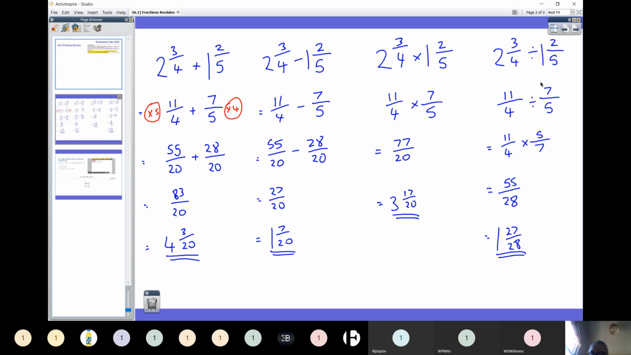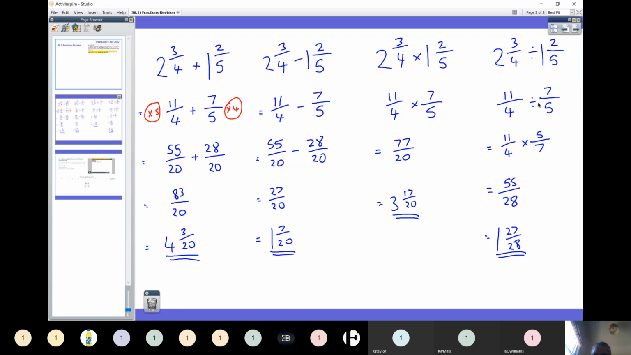Now dividing, again, as always, top-heavy fractions to start. But remember that if you're dividing by a fraction, that's the equivalent of multiplying by its reciprocal. Think about it. If you divide something by 2, that's the same as multiplying it by a half. It's just half of it. If you want to work out half of something, then you just divide by 2. So that's the principle there.